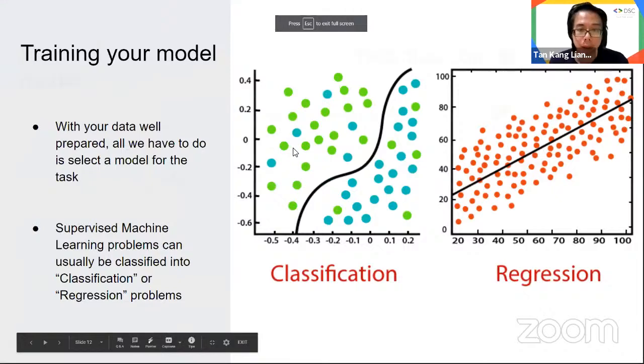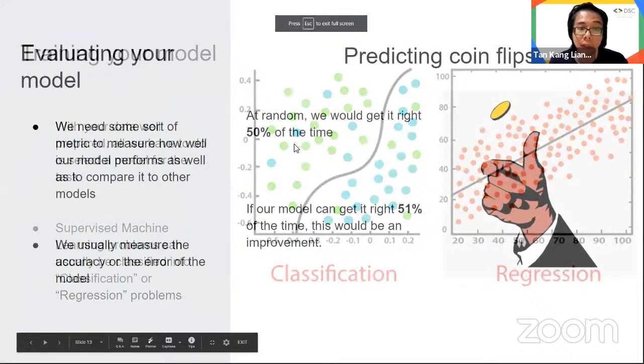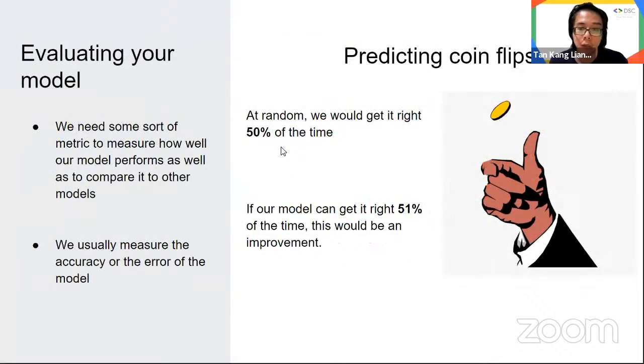So after we have trained our model, we need to evaluate how accurate it is or how well it performed on our data set. So for this, we need some sort of metric to measure how well a model performs as compared to other models. Now, a very good way to demonstrate why this metric is important is in the case of coin flips. So at random, we will get it right 50% of the time. And if your model performs worse than 50%, you might as well have just guessed randomly.